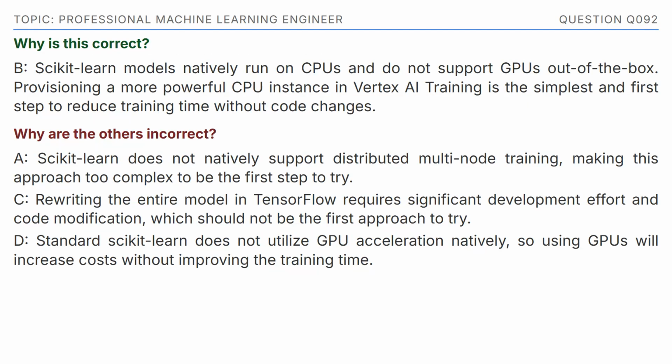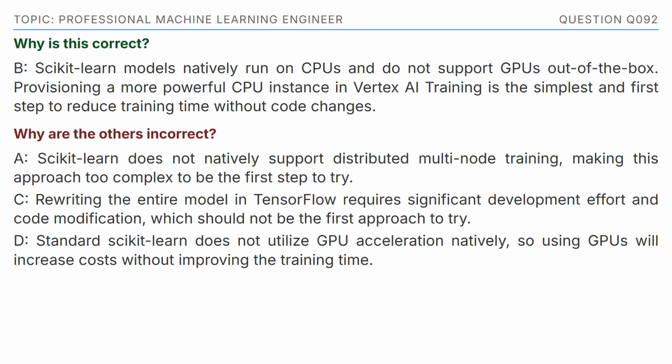Why is this correct? B. Scikit-learn models natively run on CPUs and do not support GPUs out of the box. Provisioning a more powerful CPU instance in Vertex AI training is the simplest and first step to reduce training time without code changes.